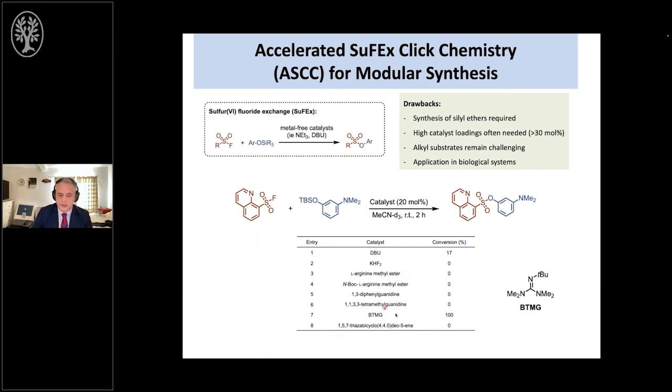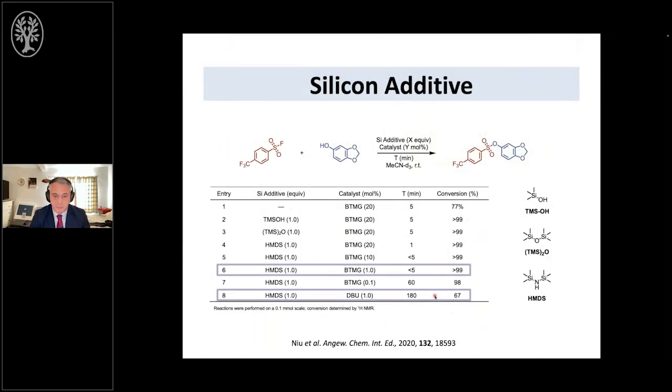Well, it turns out the winner here is BTMG, or Barton's base. This goes like the clappers, I'd say, really quickly. You get a complete conversion within 2 hours, and in fact, far quicker than 2 hours. So that's a winner. So we just decided to take Barton's base and run with it rather than look for a better version. So this is where we are. We found out that we can lower the catalyst loading to 1 mol percent and get the same yield within less than 5 minutes. So this is great, of course.